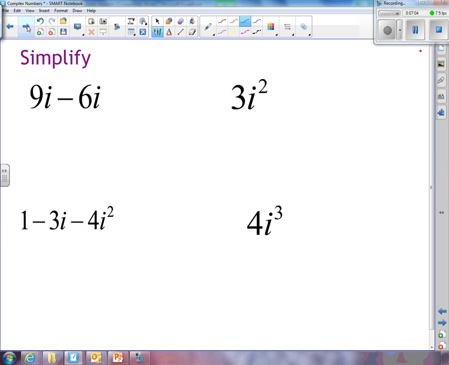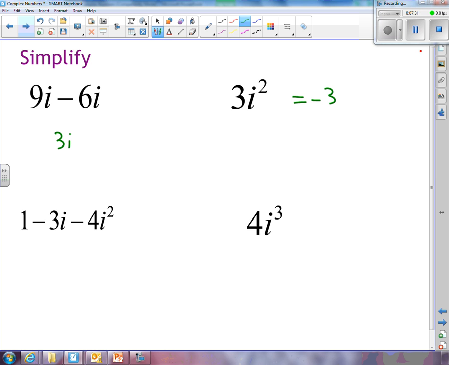So all we're doing to simplify is just combining like terms and using the fact that i squared equals negative 1. So 9i minus 6i, here I have 9 i's, I'm taking 6 of them away, so I just have 3 i's left over. Then here, I have 3i squared, so from the previous slide we learned that i squared equals negative 1, so this just equals negative 3.